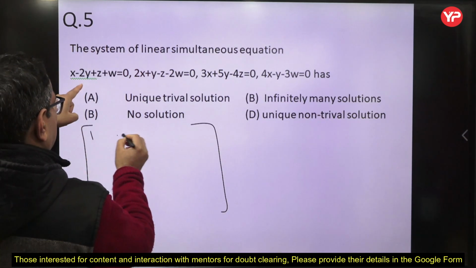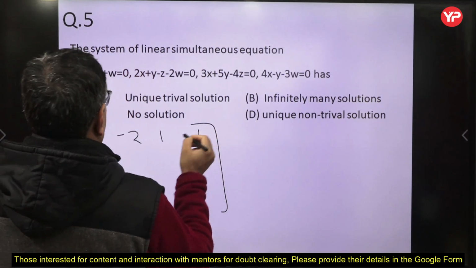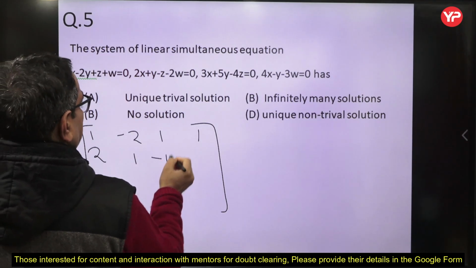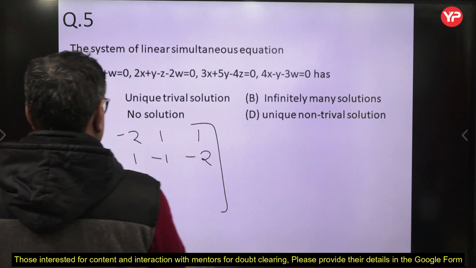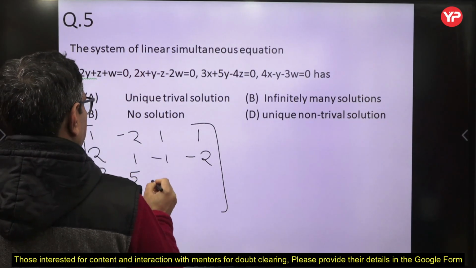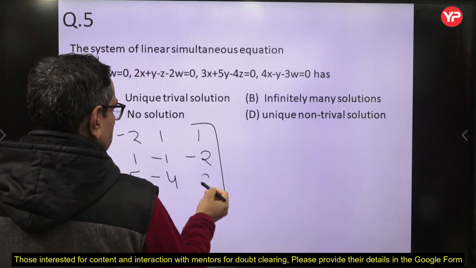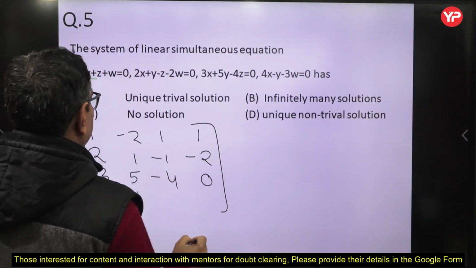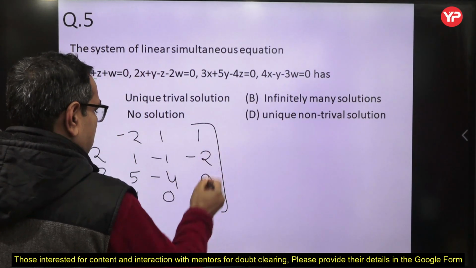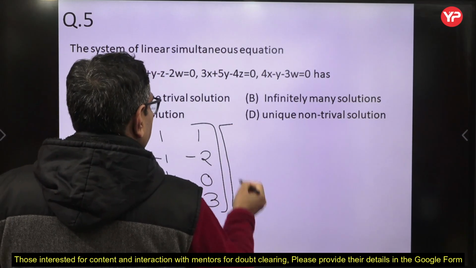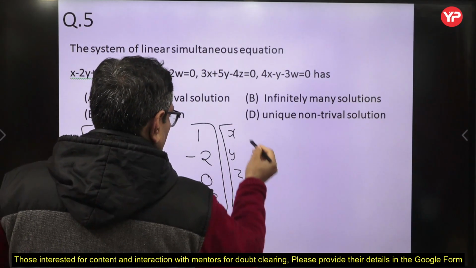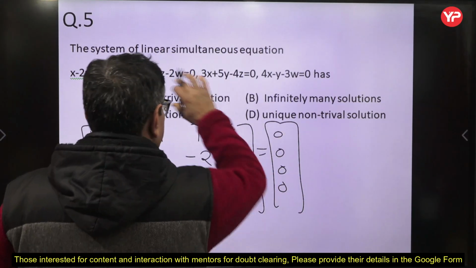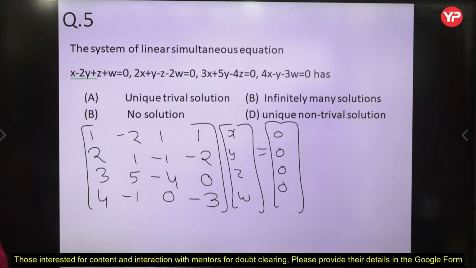We have 1, minus 2, okay, then 1 and then 1. Here 2, then 1, then minus 1 and then minus 2. Okay, and here we have 3, then 5, then minus 4, and w is missing, so 0, right? And here 4 and minus 1, and then z is missing here, so 0 here, and then minus 3, into x, y, z, w equal to 0, 0, 0, 0. So this system can be expressed in the form of a matrix equation.